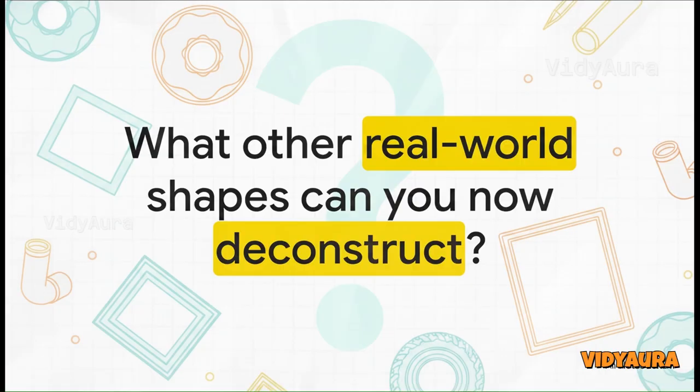So that's the logic of pathways, all broken down into just a few simple rules. That core idea of outer area minus inner area is way more powerful than you might think. Now that you've got it down, what other shapes out there in the world can you start to see in a whole new way?